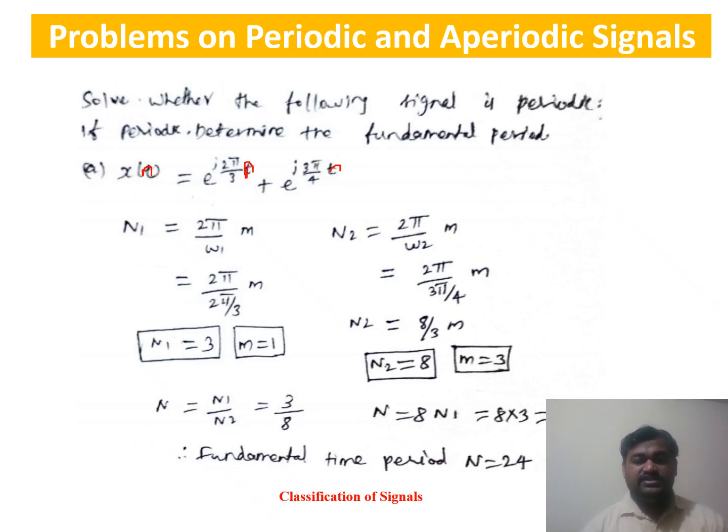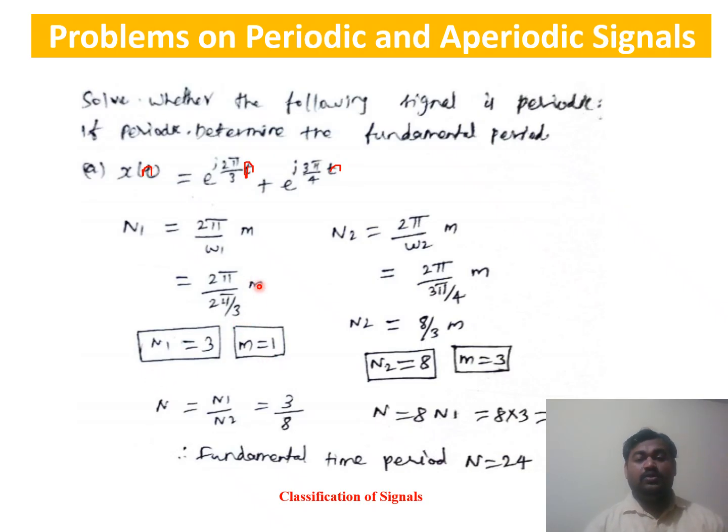To find the frequency, look at the multiples of n, which is nothing but the frequency. So here 2 pi by 3 is frequency 1, 3 pi by 4 is frequency 2. Omega 1 is 2 pi by 3, omega 2 is 3 pi by 4. So substituting here and simplifying, you will be getting n equal to 3, m equal to 1.